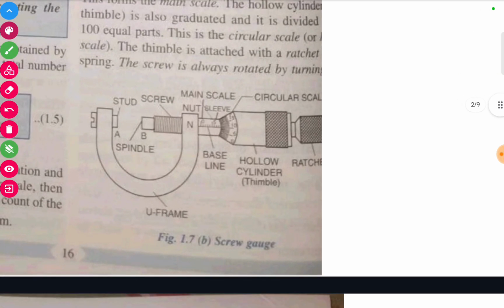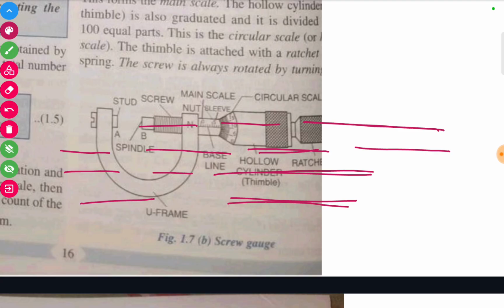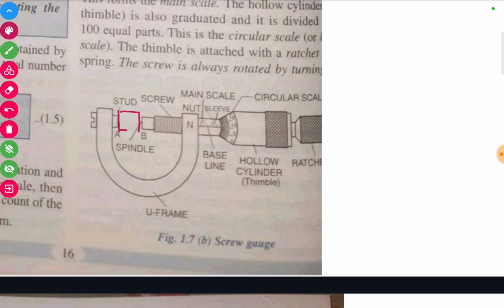This is how the screw gauge looks, and this is known as the spindle, which is a movable part. You can place an object over here. This spindle is the movable end that moves towards the stud to hold the object. There is a ratchet, you can see over here. This ratchet ensures uniform pressure during the measurement. And over here this is the stud, the fixed end.